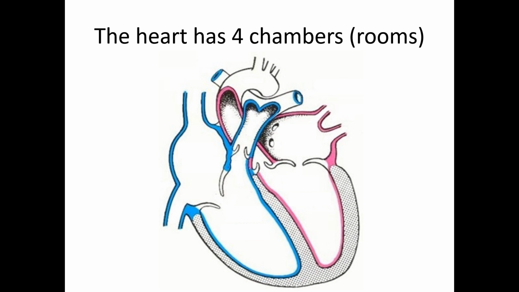So the heart has four chambers, four rooms. There are two chambers on top. Each of those is called an atrium. The plural for that is atria. On the bottom, you have then the ventricles.